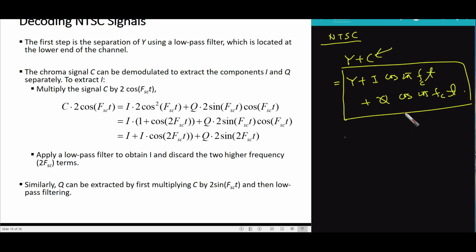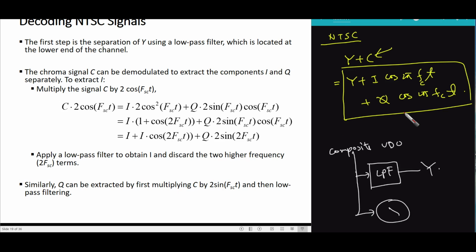Now let's see. First, let's say we have the composite video signal here, and this composite video signal we first pass through a low pass filter. Then we have Y. And the same composite video signal, we first multiply with something. Now how do we multiply?